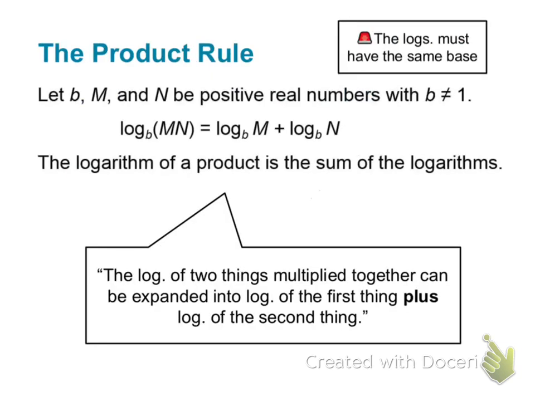The log of two things multiplied together can be expanded into log of the first thing plus log of the second thing. That's in words what the product rule says. So the log of multiplication can be expanded into log of the first factor plus the log of the second factor. As with any property, we can read this from left to right or from right to left.